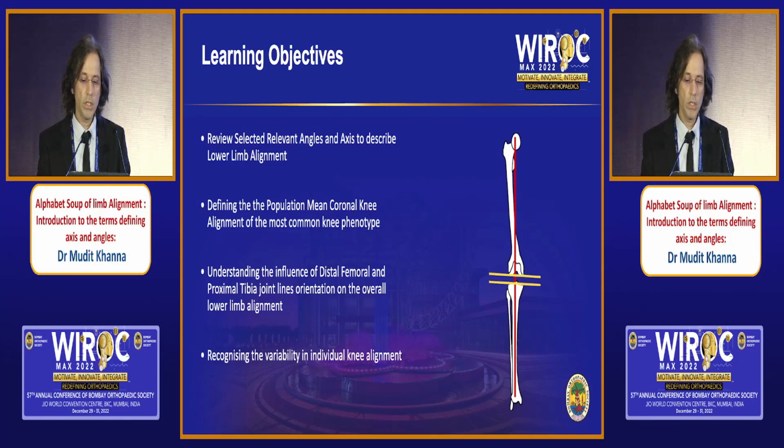Define the population mean coronal knee alignment of the most common knee phenotype, and understanding that it's not just the HKA or the degree of deformity that we measure with the hip knee angle, but also the orientation of the joint line, which is extremely important while we assess a preoperative scanogram. And this all will help us understand the variability in individual knee alignments.